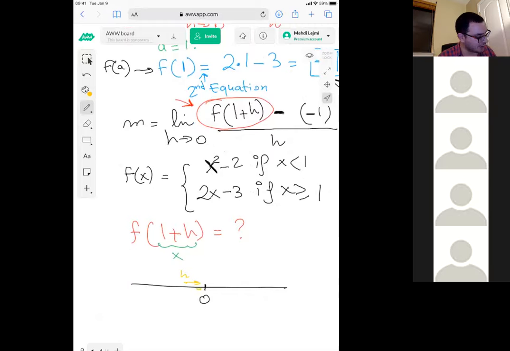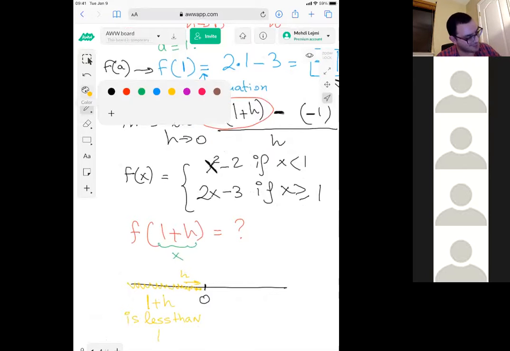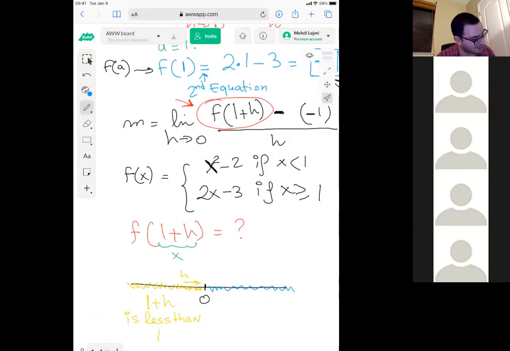Yes, because h is negative, 1 plus h here would be less than 1. And if it's on the positive side, then it would be more than 1. Absolutely, that's the idea. So on this side, if h approaches 0 from the right side, then h would be positive, if you're on the right side of 0. So then 1 plus h would be larger than 1.